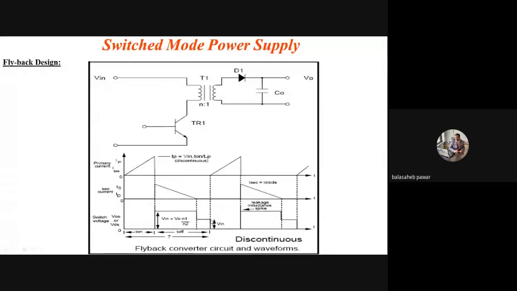Is it? Now why is it V in? Because the transistor is in off state. We are measuring the voltage over here. Can you observe the cursor? Yes. I am showing the movement of the cursor. Yes, sir. Okay.